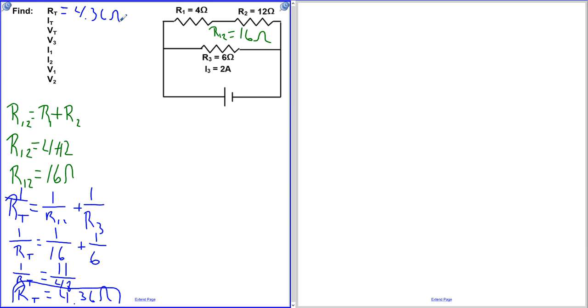Then I'm going to look at my circuit, and I see that I already have R3 and I3, so it should be pretty easy to find V3 just by using Ohm's law. So I can say V3 equals I3 times R3. So V3 equals 2 amps times 6 ohms, V3 equals 12 volts. So I'm also going to add this to my givens up top.